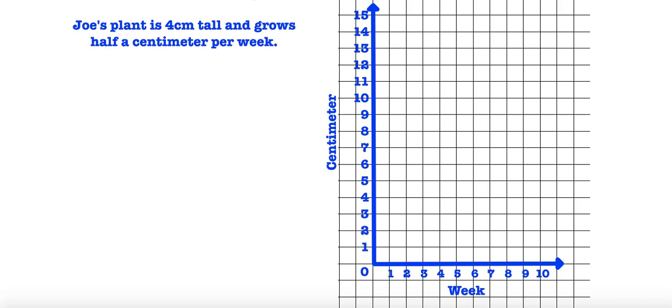So here I have another problem. It says Joe's plant is 4 centimeters tall, and his plant is already 4 centimeters tall, so that is what I'm going to start off with. That's my initial value, which is also called our y-intercept. So I'm going to plot on 4 centimeters, and his plant grows half a centimeter per week. So in 1 week it grows half a centimeter, and then I'll actually make a table.